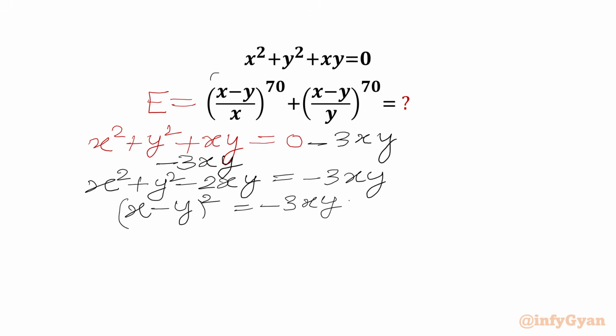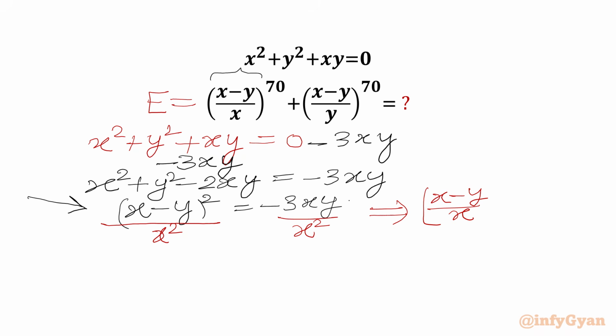Now we have to find x minus y over x, but here we have x minus y only with power 2. So let us divide both sides by x square so that we will be getting x minus y over x. We can write x minus y over x whole square will become minus 3y over x. X and x will get cancelled from numerator and denominator.